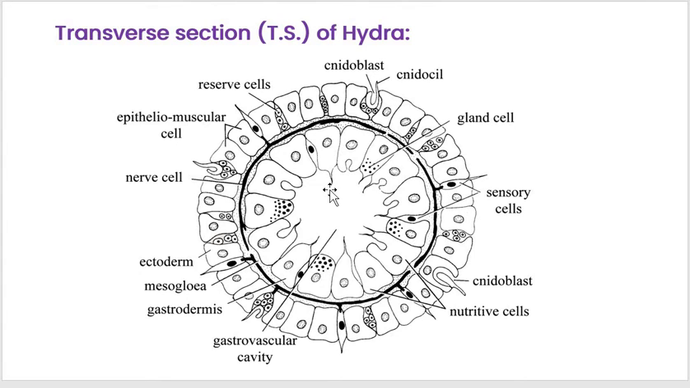Now there are two distinct layers: epidermis, which is ectodermal in its embryonic origin, and gastrodermis, which is endodermal in its embryonic origin. In between this epidermis and gastrodermis, there is a non-cellular thin transparent region, that is mesoglea. Here you can see this is the mesoglea, right? Now we can focus on all these layers one by one.